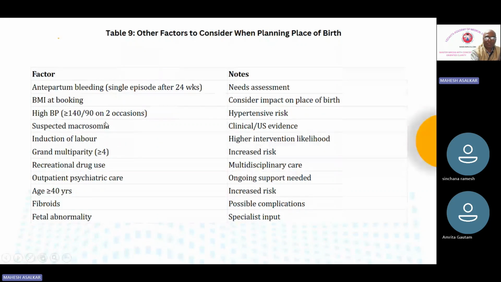Then high blood pressure, hypertensive risk, suspected macrosomia, clinical or ultrasonographic evidence should be there. Induction of labor, higher intervention likelihood is there. Grand multipara, again increased risk. So these are the specific factors we need to take into account depending upon the high risk.